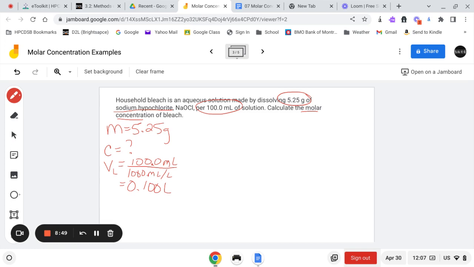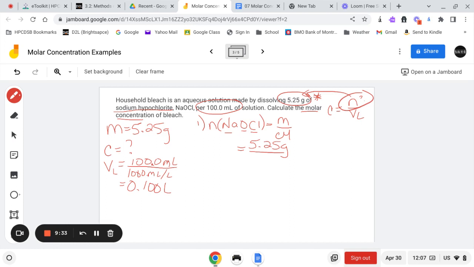Now, the other thing that we have to do is they gave us a mass, and so we have to calculate moles here, right? Molar concentration is moles divided by my volume in liters. Well, I don't know what moles is, but I can calculate it because they gave me a mass value. So we need 2 steps here. We're going to number our steps, and we have to figure out the moles of sodium hypochlorite by taking mass divided by the molar mass. So we're going to do 5.25 grams, and then we need to stop, and we have to figure out the molar mass of sodium hypochlorite.